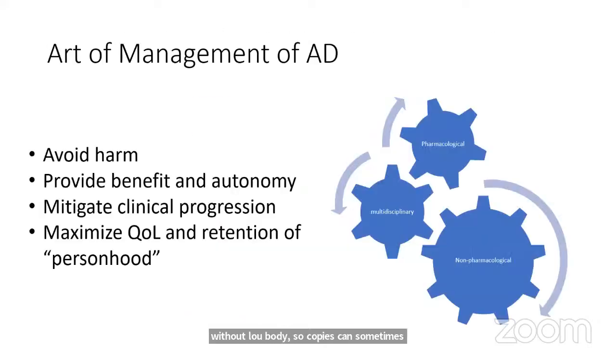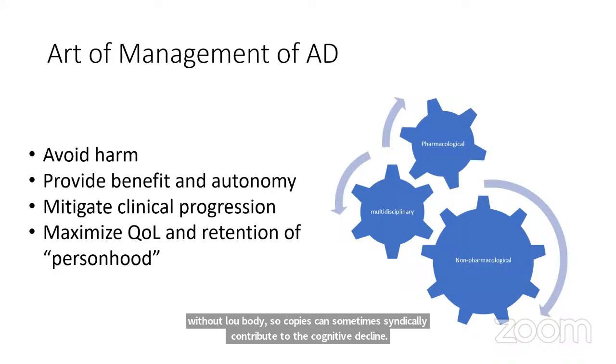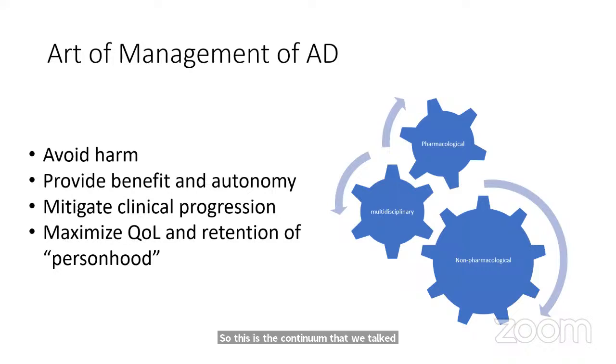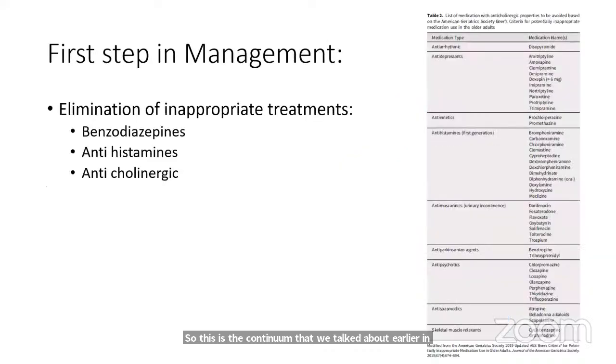So this is the continuum that we talked about earlier. In the management of Alzheimer's disease, it's an art. We need to avoid harm. The first step is always to clean the medications. This is a list of medications that we usually screen people for. We make sure that if they don't need them, we omit them.